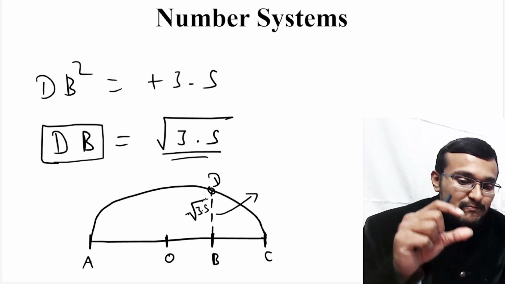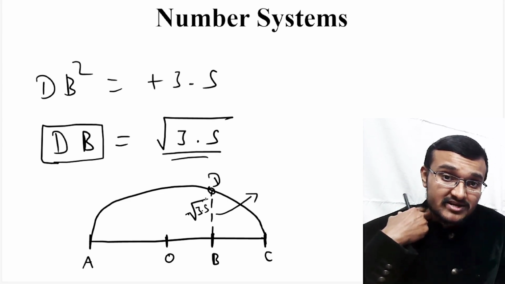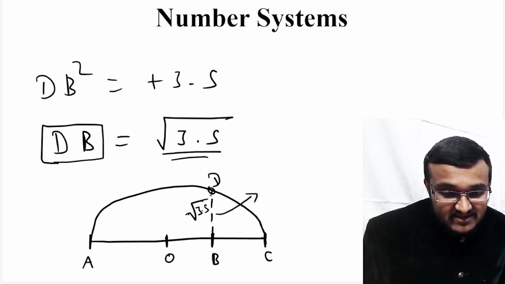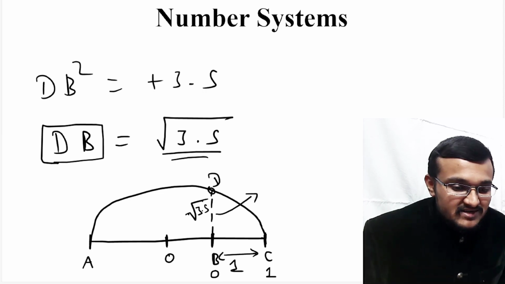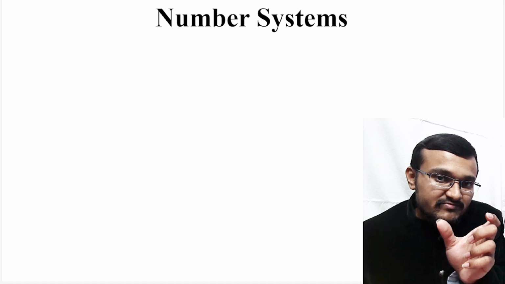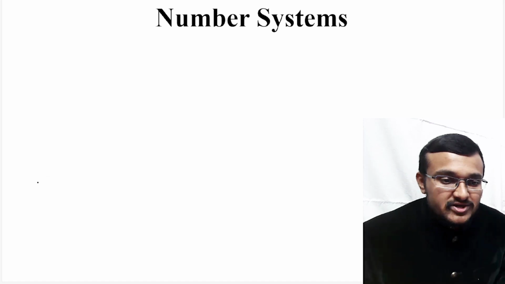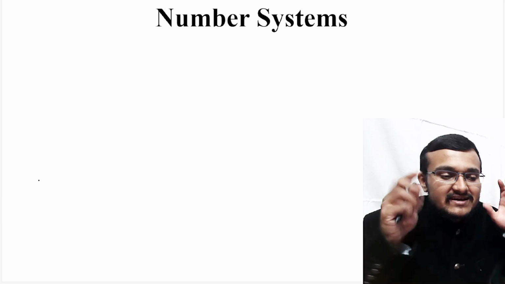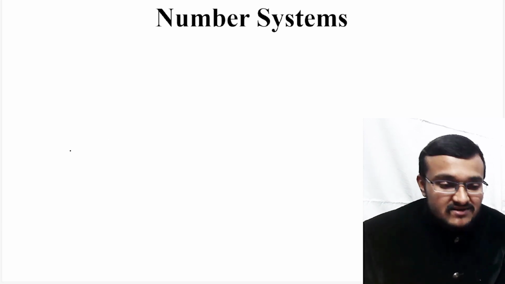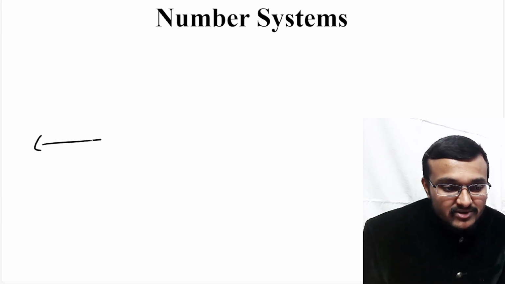Now you can place this particular semicircle on number line in such a way that you place this B on 0 and this particular C on 1 because the difference between B and C is 1 unit. So we have considered the length between B and C is 1 unit. So keep B on 0 and keep C on 1 on the number line, and in such a way you can place this particular semicircle on number line.